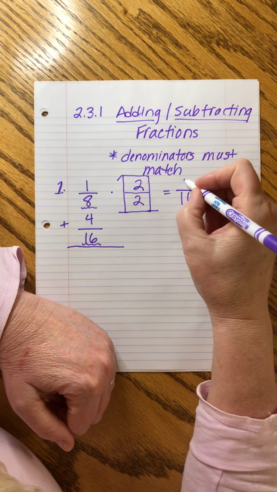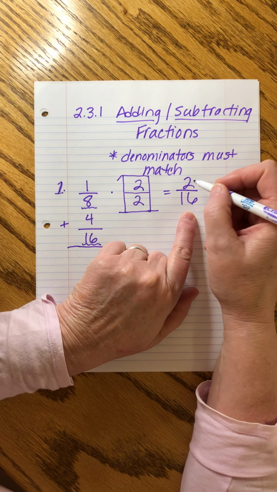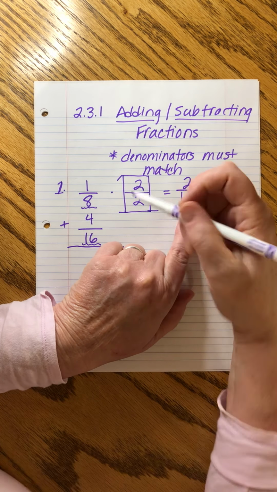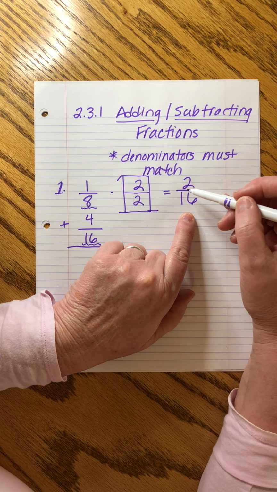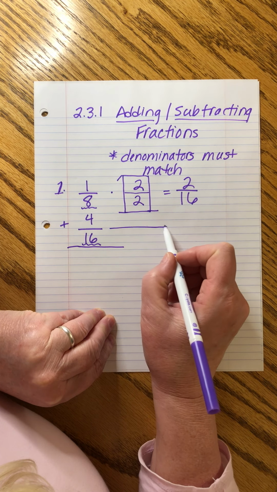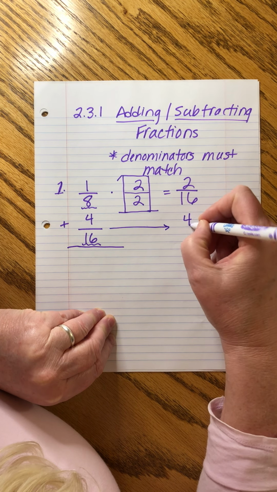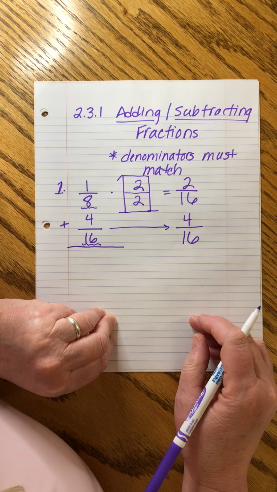So 1 times 2 is 2. We have to do that in order to keep this in balance. And you can agree that 1/8 and 2/16 are the same number. Okay, cool. So we haven't ruined anything. Now in this case, we have a fairly easy one because we only had to adjust one of the fractions.